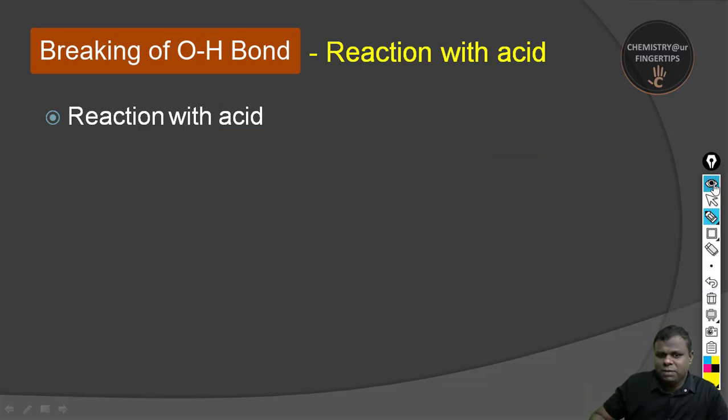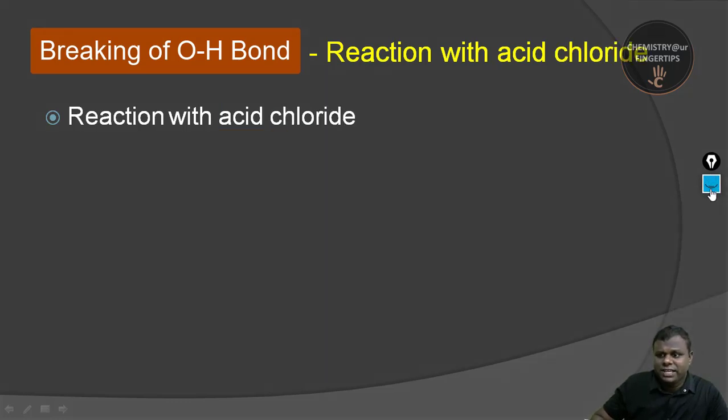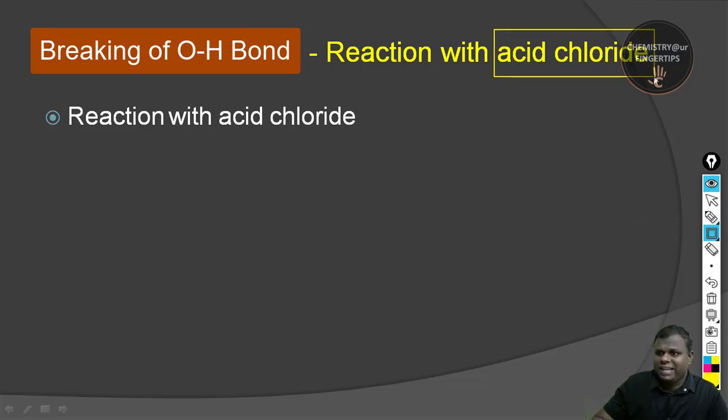Now let's look at the next set of reactions. In this we will study reactions with acid chloride. What exactly is an acid chloride? Acid chlorides are compounds which have this structure: you have R, C double bond O, and then there is a Cl. We will call this an acid chloride. And if I write it like this, CH3, C double bond O.